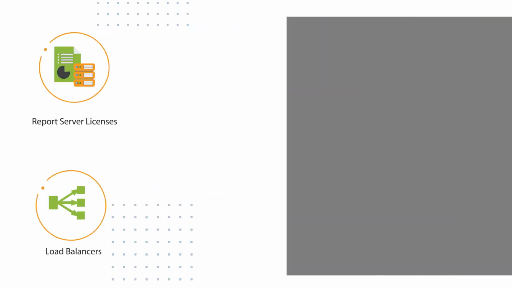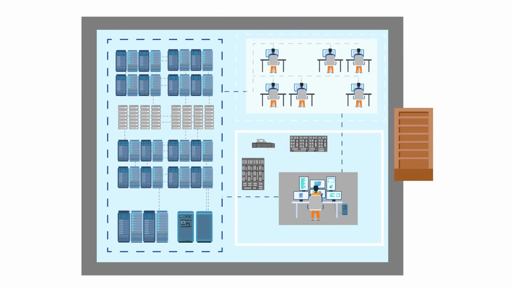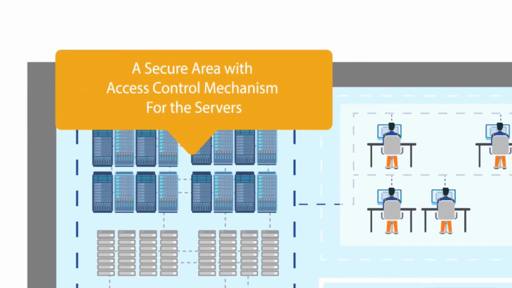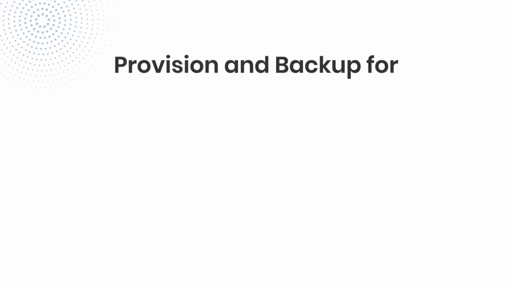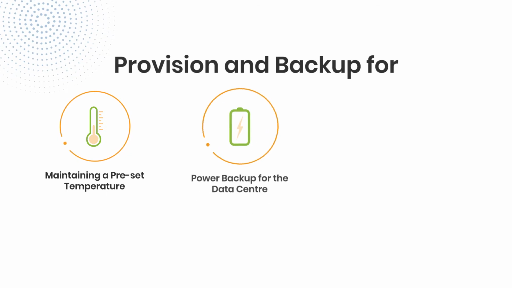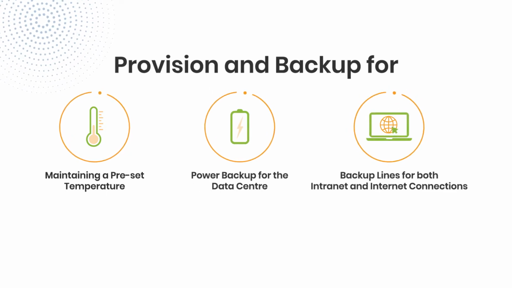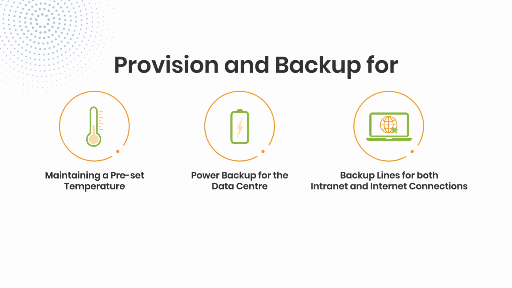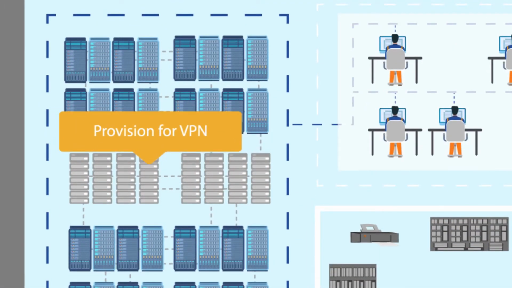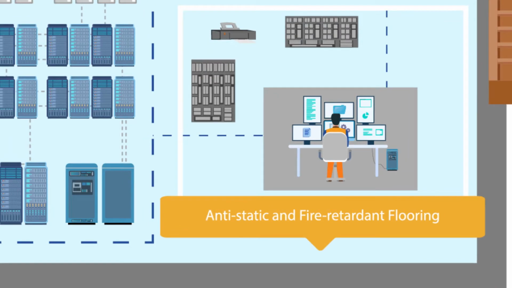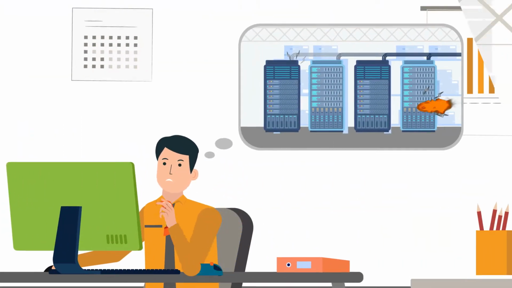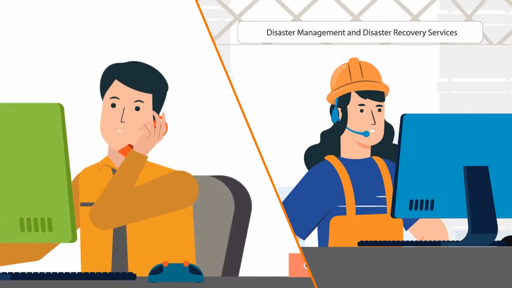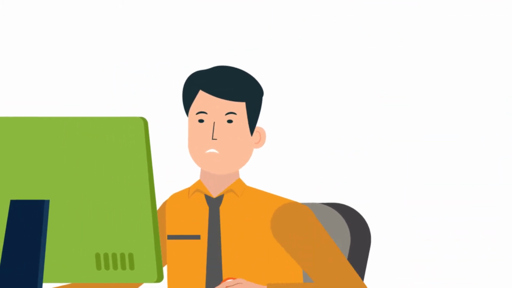Infrastructure for the data center, like a secure area with access control mechanism for the servers, provision and backup for maintaining a preset temperature, power backup for the data center and backup lines for both intranet and internet connections, provision for VPN, anti-static and fire retardant flooring. John also realizes that he would require robust disaster management and disaster recovery services, which is extremely expensive to set up and manage in on-premise mode.